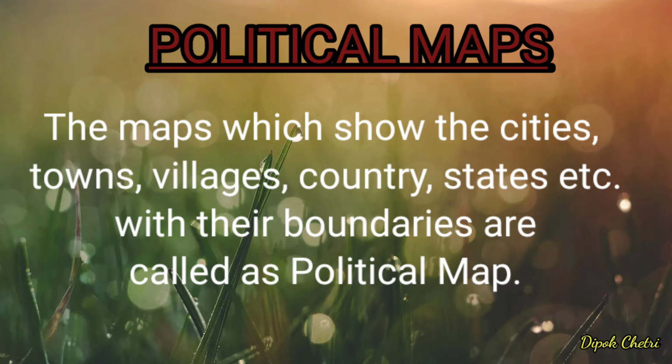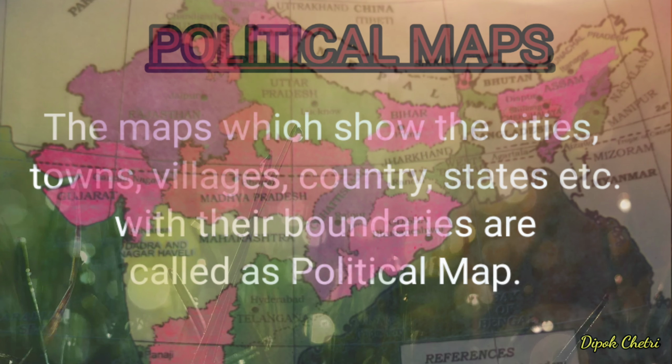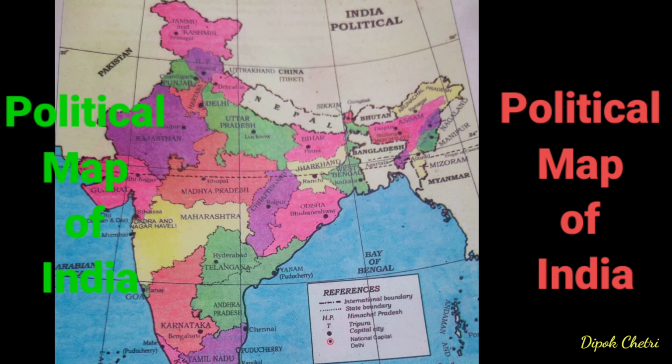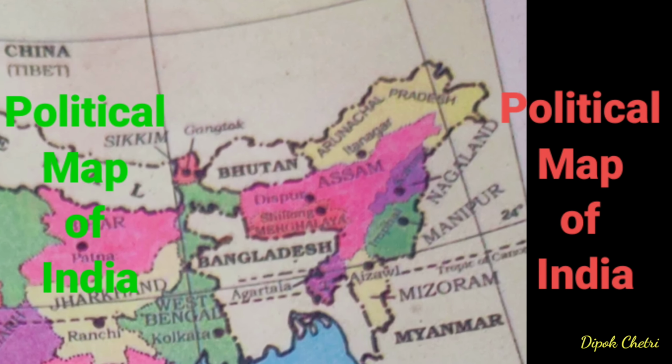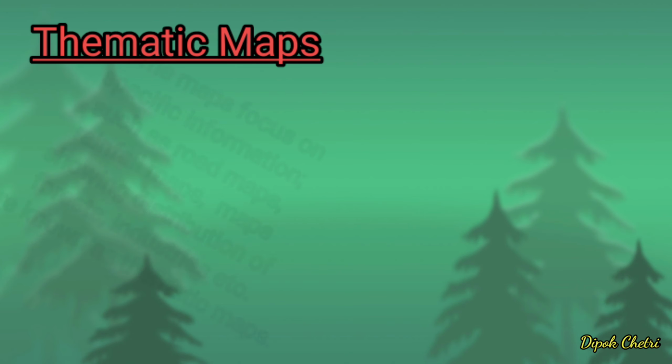Political maps. The maps which show the cities, towns, villages, countries, states etc. with their boundaries are called political maps. This is the political map of India. Here our country India is shown with all its states, union territories, cities, districts etc. with their boundaries.